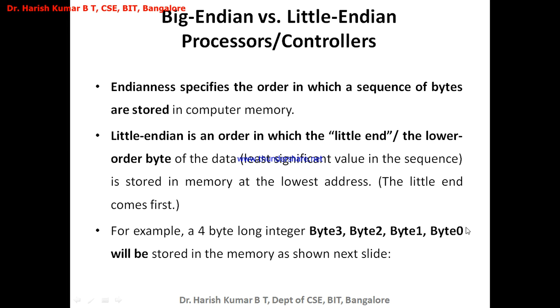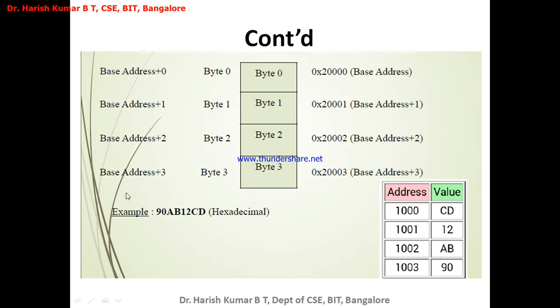This is the lower byte, and this lower byte occupies the lowest address. This is the higher byte, and it occupies the higher address. I have the example here: byte 0, byte 1, byte 2, byte 3. This is the lower byte which is occupying the lower address, and this is the higher byte which is occupying the higher address.